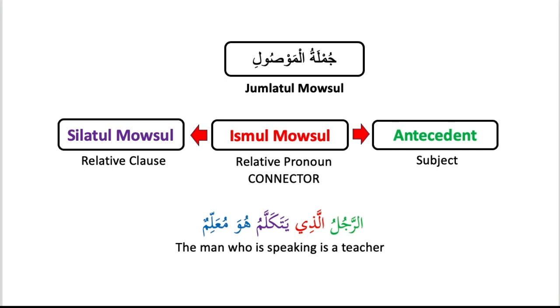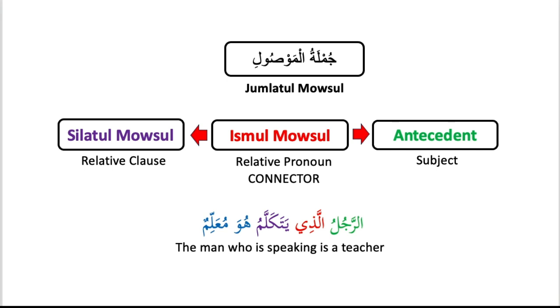Ar-rajulu alladhi yatakallamu wa huwa muallimun. The man who is speaking is a teacher. The meaning of alladhi, as we know, the one who. Ar-rajulu came before alladhi, so ar-rajulu is the subject or the antecedent. Antecedent is marked in green. Ismul Mowsul is marked in red. Silatul Mowsul is marked in purple color here.